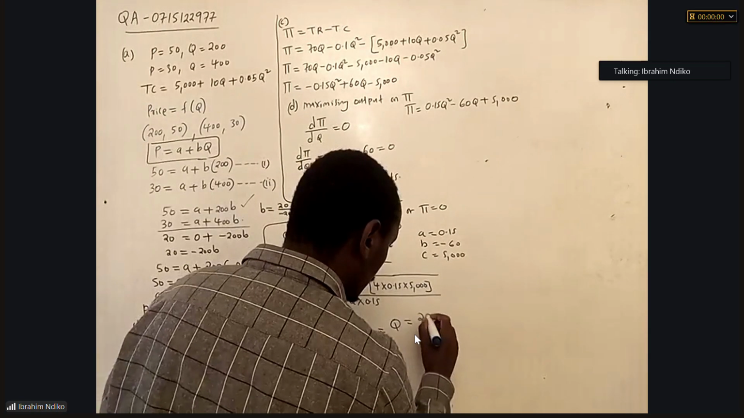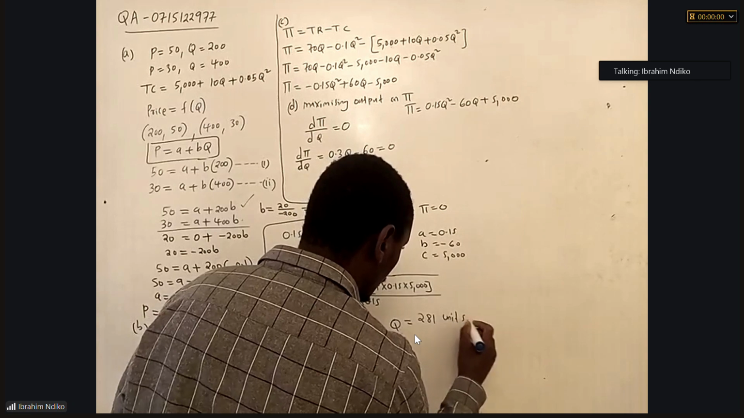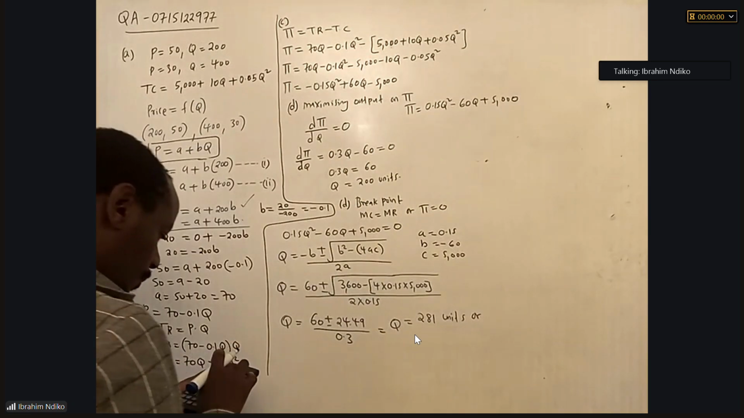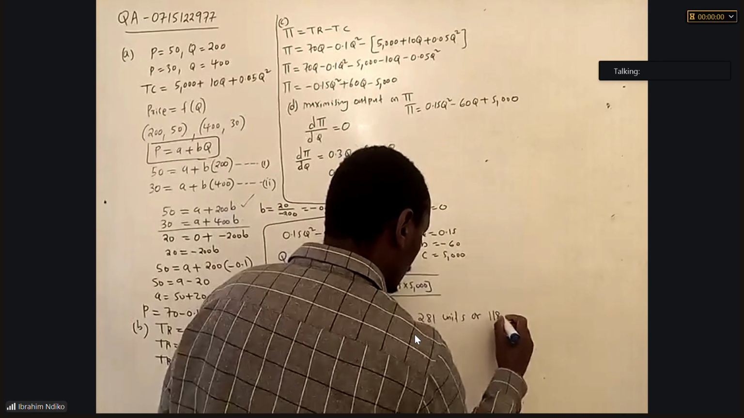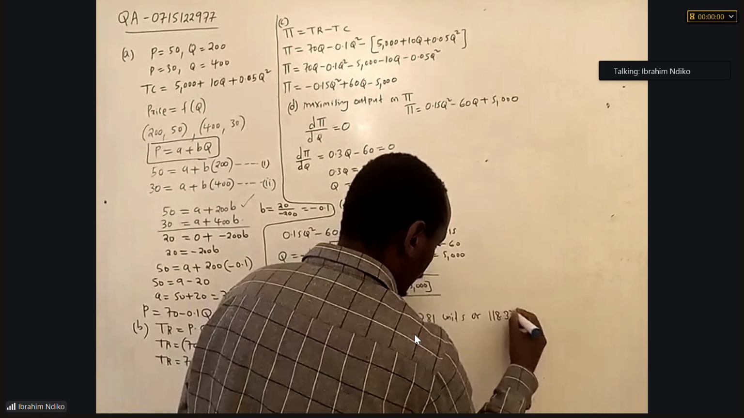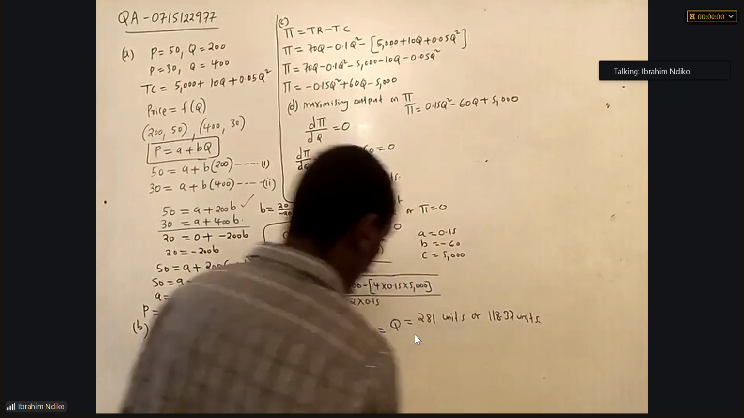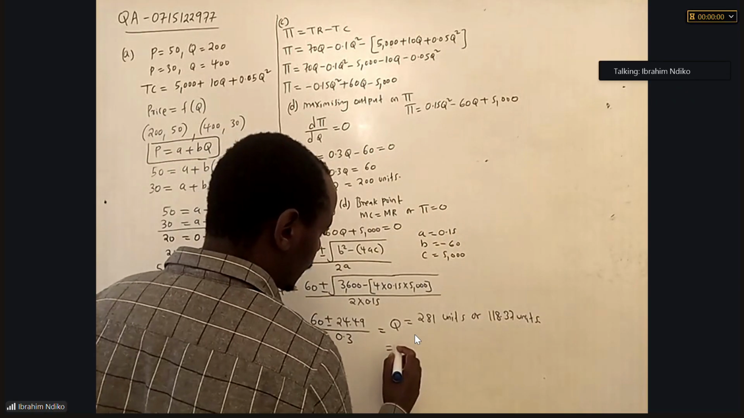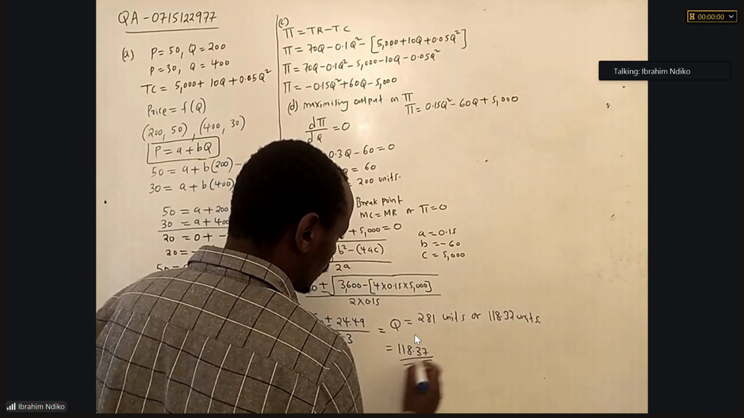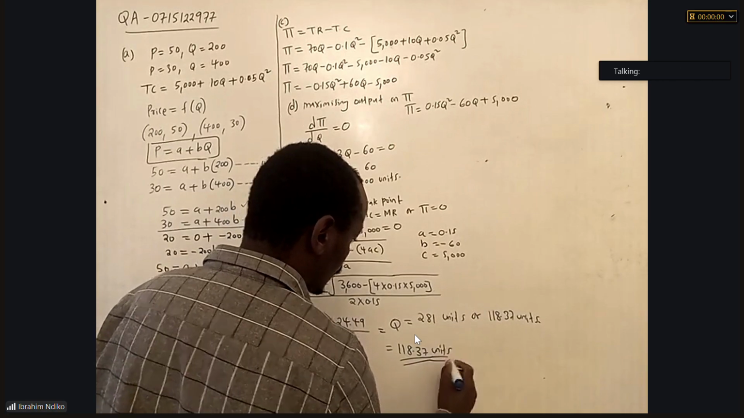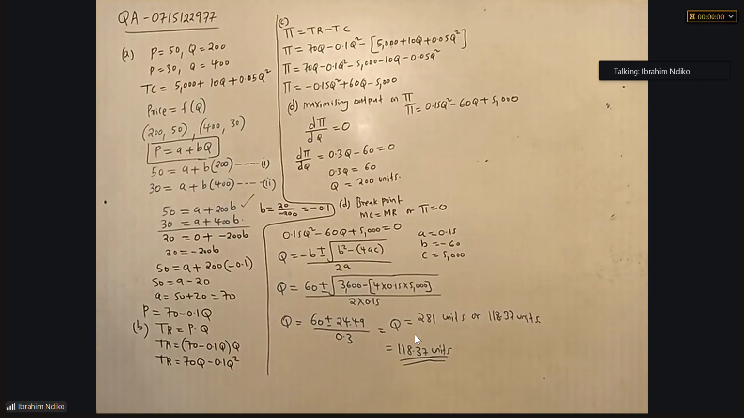The two values are 281.63 units, or 118.37 units. For break even, we will pick the smallest. So the smallest is 118.37 units. So you only produce 118.37 units to break even. So that's how you're supposed to do that question.